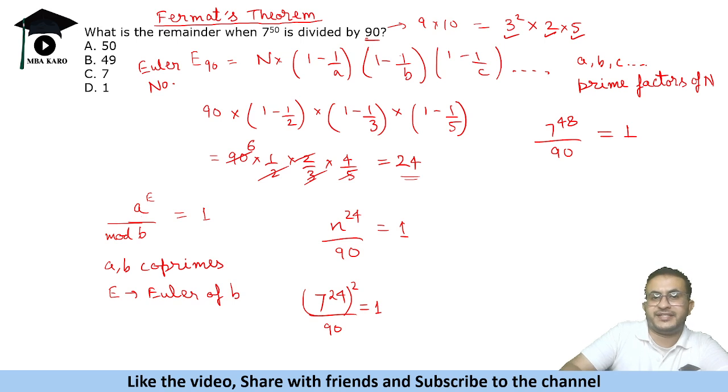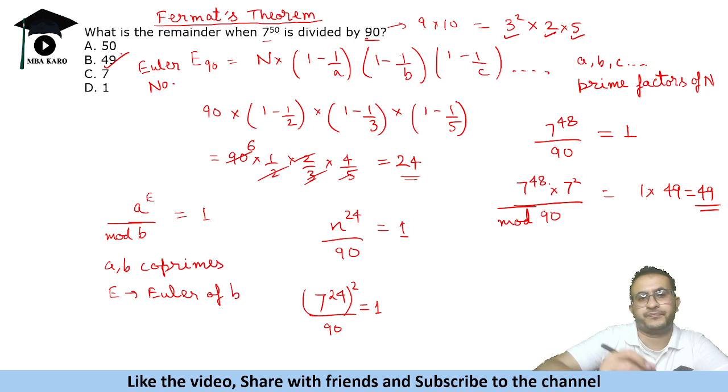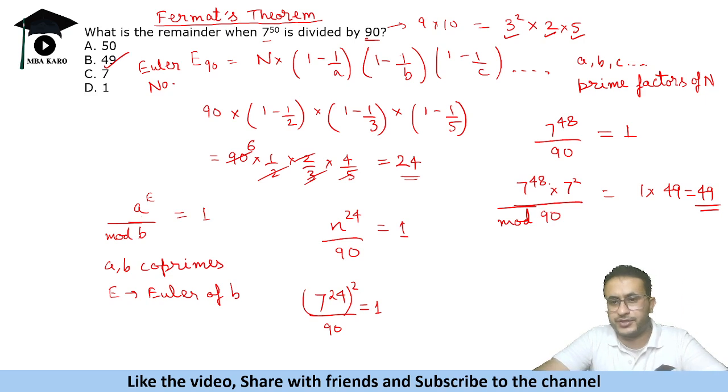Okay. Now it is 7 to the power 50. So 7 to the power 48 into 7 square mod 90. Mod means the remainder. Okay. So 7 to the power 48 by 90 gives the remainder 1, and this is 49. So the remainder is 49 in this scenario. So that is the answer to this. So this is an application of Fermat theorem.